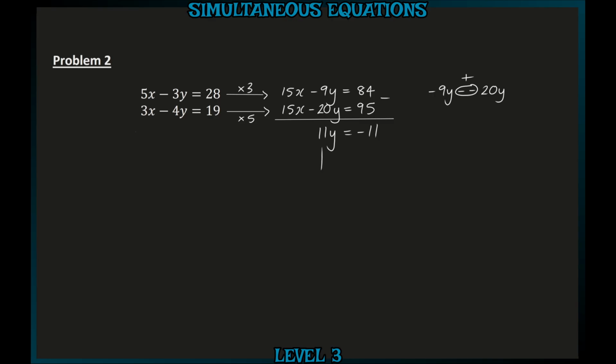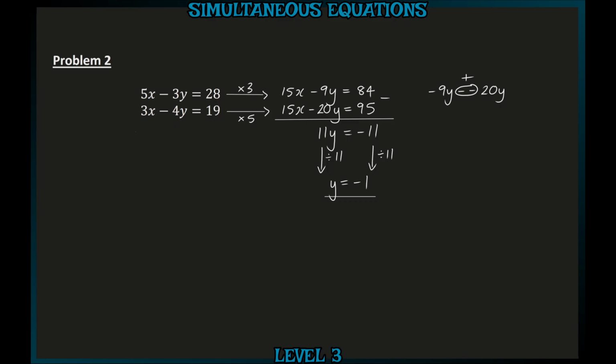We can now solve to find y by dividing the left by 11 and doing the same on the right. On the left, the times 11 and the divide by 11 cancel out to leave us with y. And on the right, minus 11 divided by 11 is minus 1. So y equals minus 1 is the first part of our solution.